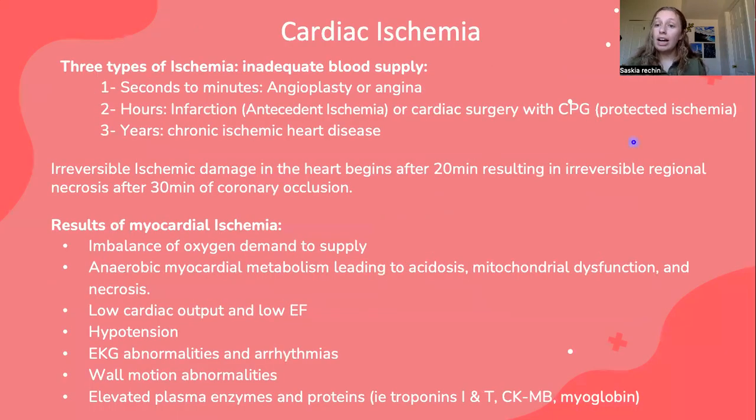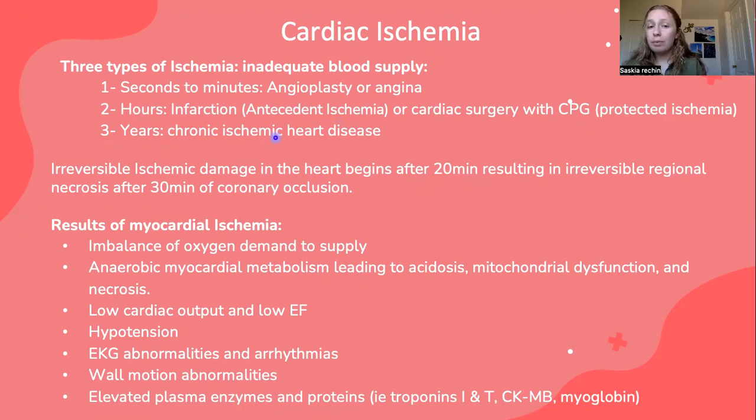Ischemia itself has 3 types or 3 levels of severity. Your first is going to be seconds to minutes, so like angioplasties and cath labs, or angina with coronary artery disease. These definitely have an effect, but minimal damage. And then you're going to have hours. So things like infarctions, cardiac surgery with cardioplegia, so our cross-clamp time, these are going to be more significant, causing more damage. However, they're not necessarily always detrimental. And then year-long ischemic exposures, so that can be years, that can be months, etc. So things like chronic ischemic heart disease, things that are long-term existing that people are living through day to day.